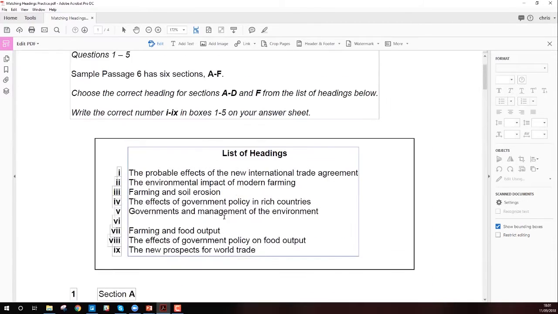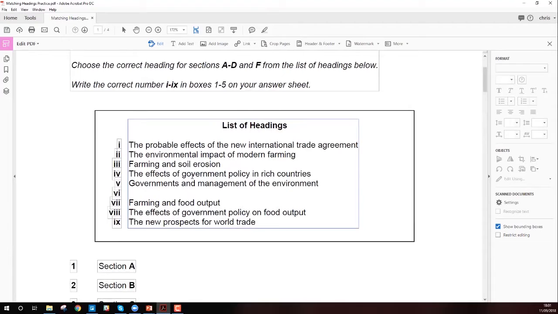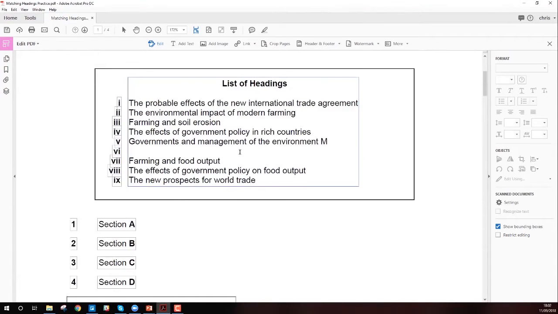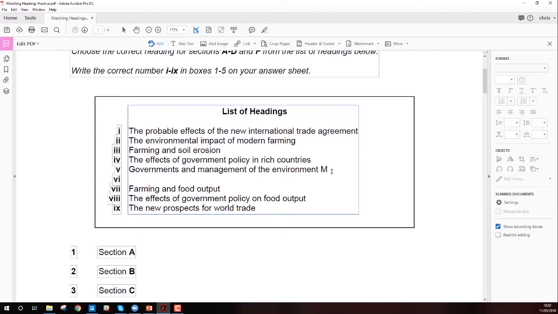Government environmental policy. No. No. Okay, this one's quite specific. It's about rich countries. No. Governments and management of the environment. Maybe. So I can't put a tick, so let's put an M for maybe. Farming and food output, no. The effects of government policy on food output. Let's have a look. No. The new prospects of world trade. No. So the only one that it really matches is this one.